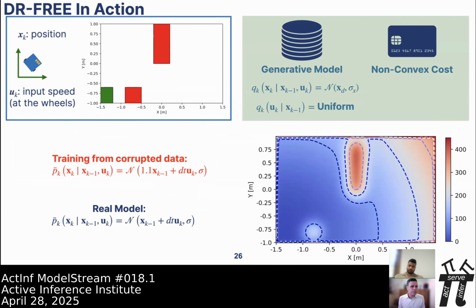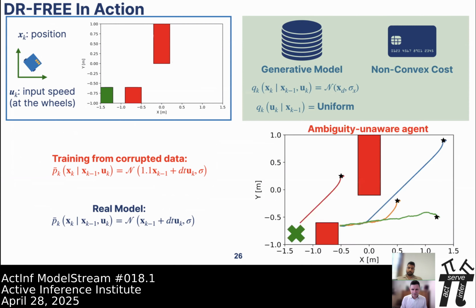So let me close the loop, going back to the original problem that I was considering, where the classical method would fail in this setting. We have our rover unicycle robot that is moving in this environment filled with obstacles. We have the same generative model as before, the same training and robot model as before, and the same cost. So exactly the same frame. And I remind you that when we don't take into account ambiguity, bad things can happen, in the sense that the robot can crash in the obstacles unless we really have a trivial situation.